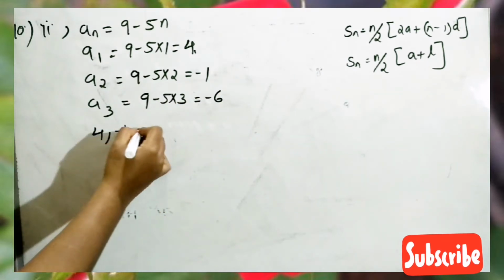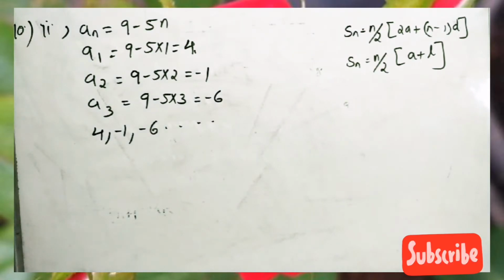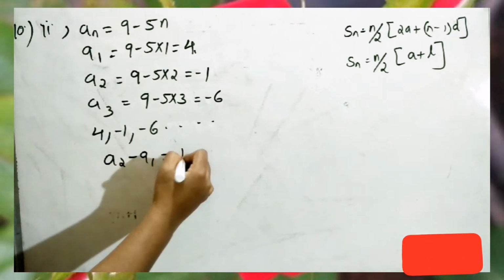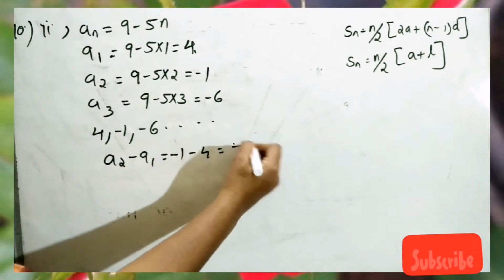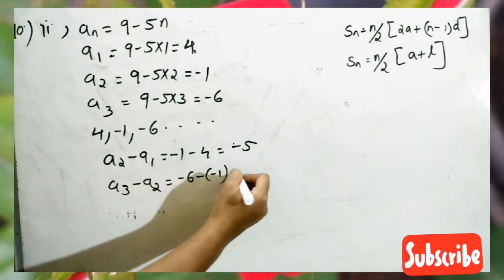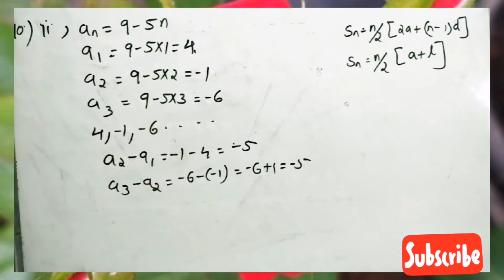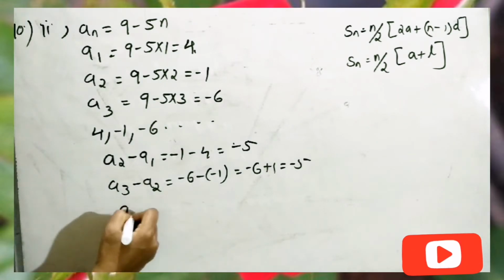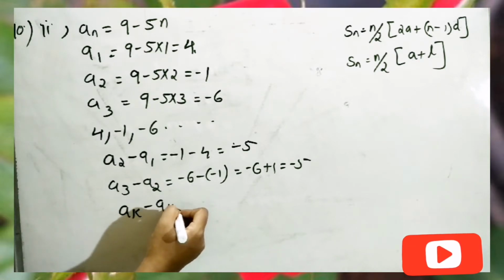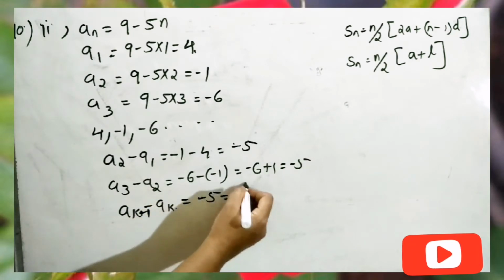Then 4, minus 1, minus 6, etc. We need to check whether the list of numbers forms an AP or not. For that, a2 minus a1 is equal to minus 1 minus 4 is equal to minus 5. And a3 minus a2 is equal to minus 6 minus minus 1 is equal to minus 6 plus 1 is equal to minus 5. Here the differences of consecutive terms are equal, so we can conclude that a(k+1) minus ak is equal to minus 5 is equal to d.